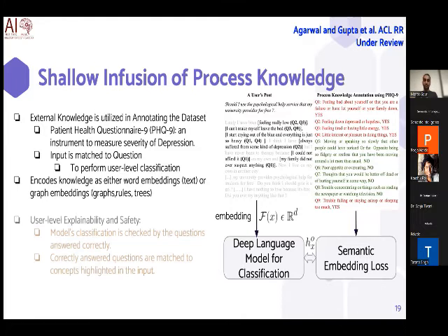This makes the model user-level explainable and safe, because you can actually match why a particular question is being asked by mapping the question to the phrases that constitute the yes and no. It's also safe because we are using clinical guidelines which are approved.